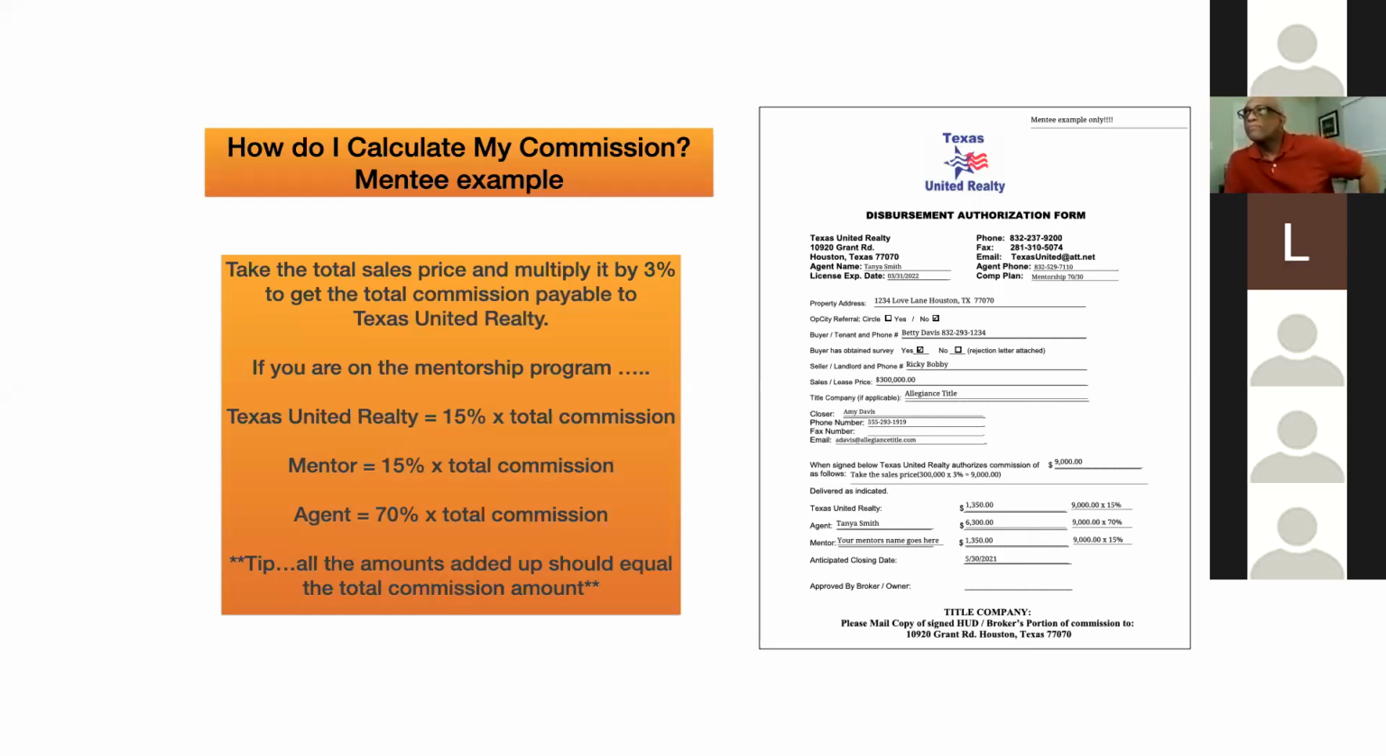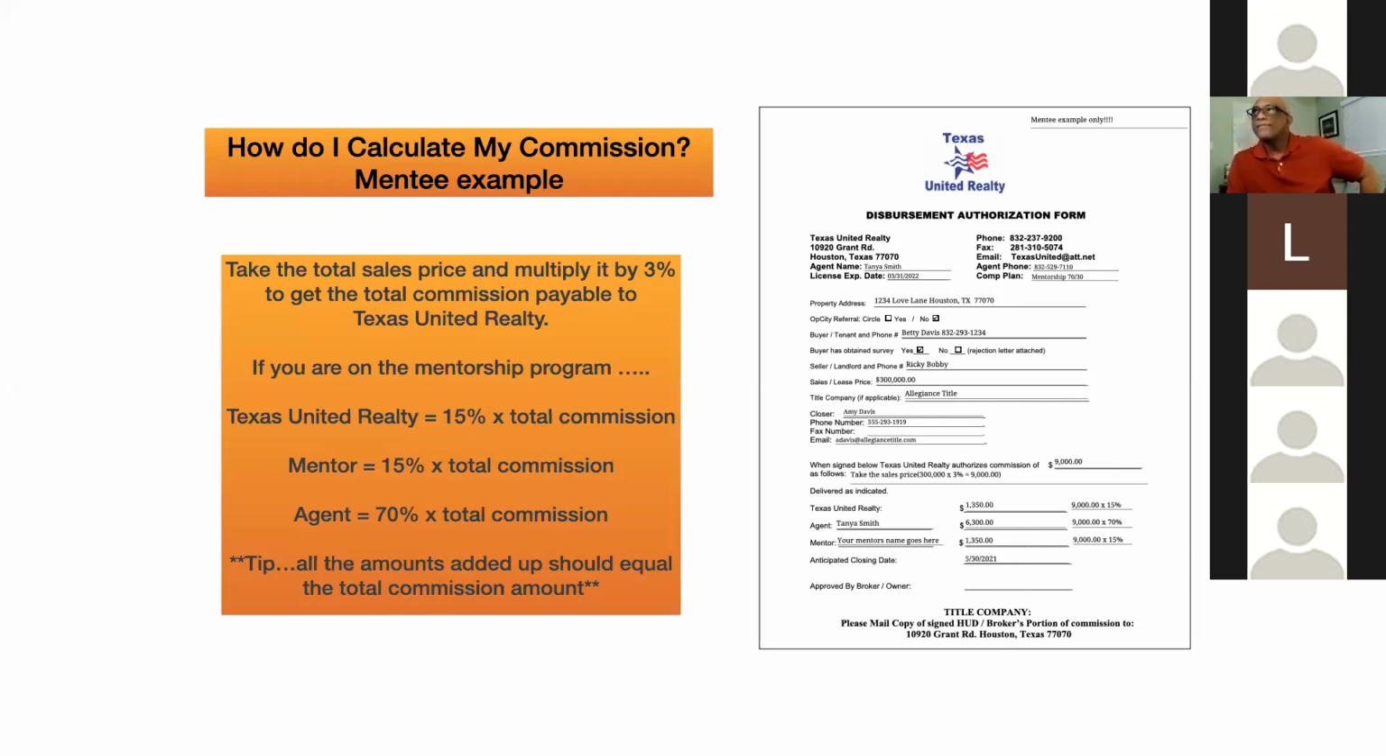So how do you calculate your commissions? Now, this is a mentee example only. So when you're calculating your commission, you want to take the total sales price. You want to multiply that by 3% to get the total commission payable to Texas United Realty. And this is if you're on the mentorship program.